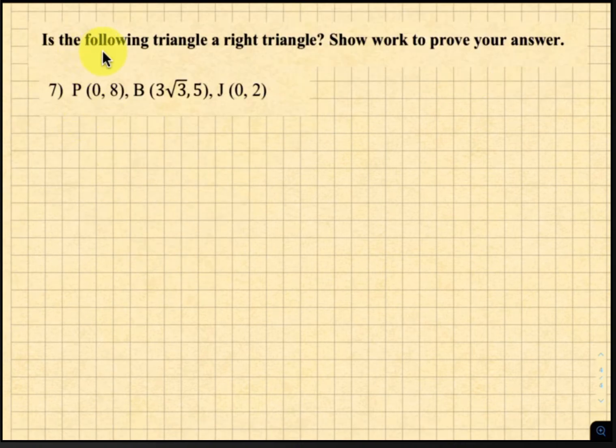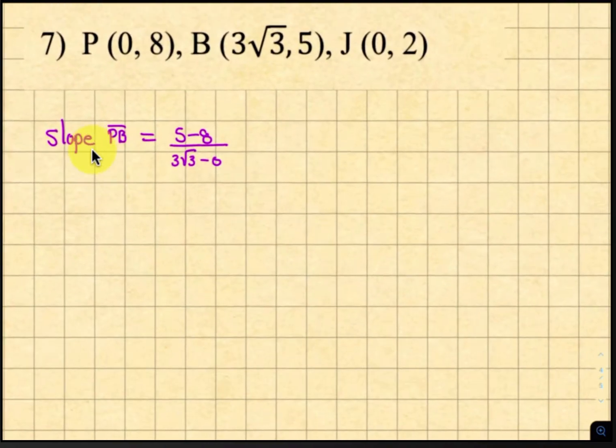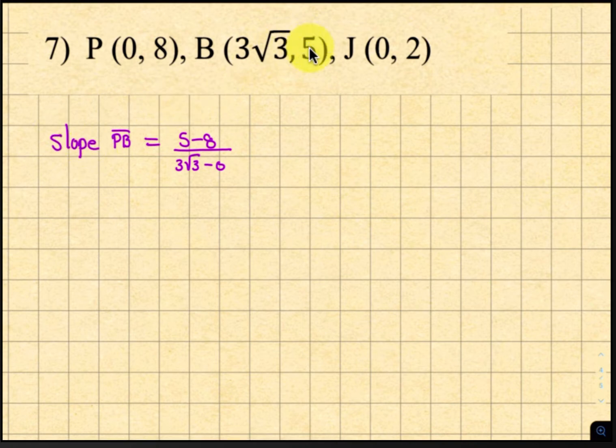Number 7 says, is the following triangle a right triangle? Show work to prove your answer. Well, in order to do this, we're going to establish all 3 slopes and see if we have any opposite reciprocals. So here's the slope of PB. Slope of PB is y2 minus y1 over x2 minus x1. That's 5 minus 8 divided by 3 square root of 3 minus 0. So we have that there, and that comes out to be -3 over 3 square root of 3.